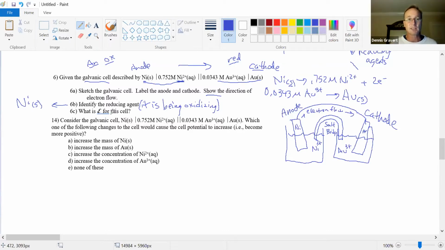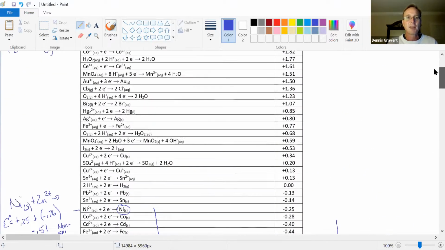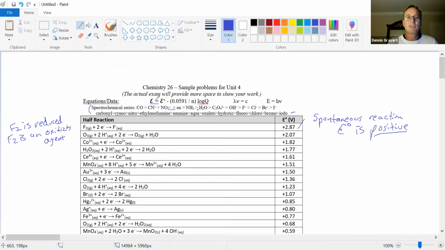Okay, what is the E for this cell? Wait, I thought to get that from the chart. No, that's the E0. So if you forget, go to the top of the exam, and there it is. Here's the E with no little superscript 0, the degree symbol. That means standard. That means everything's at standard potential, standard concentrations. So these voltages are when all your aqueous solutions are at 1 molar and the gases are at 1 atmosphere. If you change those, the voltage will change, and you can calculate how it changes using the Nernst equation.